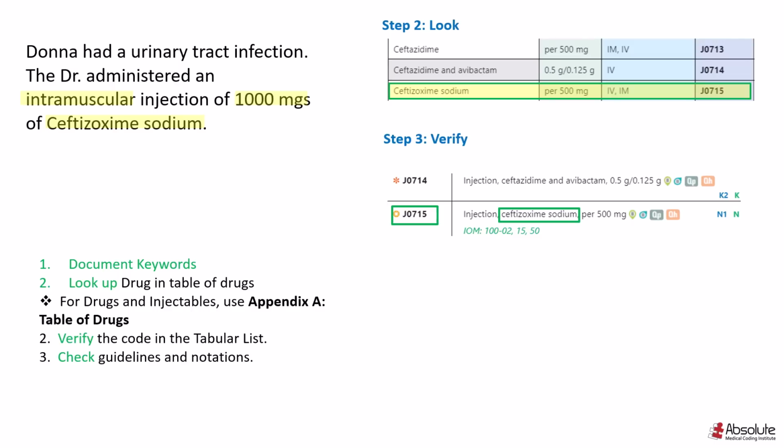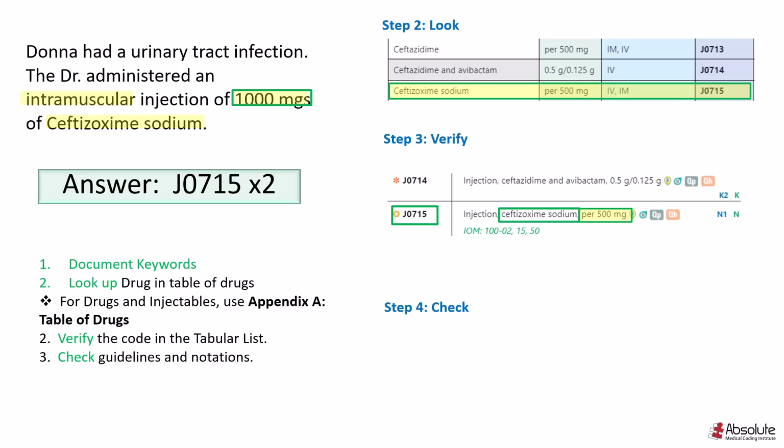Okay, coders, we know what we have to do, right? 500 milligrams is not going to do it. We have to code for 1,000. But before we select the code, let's go ahead and check guidelines and any notations. None are applicable, so we're going to go ahead and code 2 units of J0715.